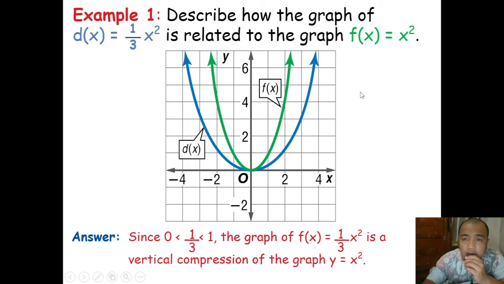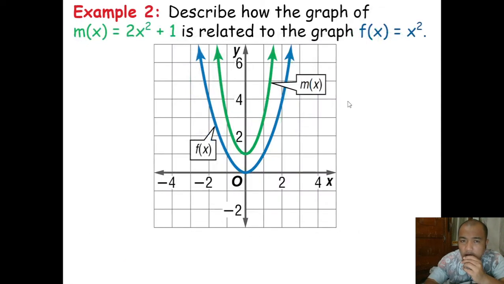And at the same time, the greater the value of a in f of x equals x squared than d of x, then f of x is narrower, di ba? Narrower. The lesser the value of a, which is 1/3, it is wider naman.